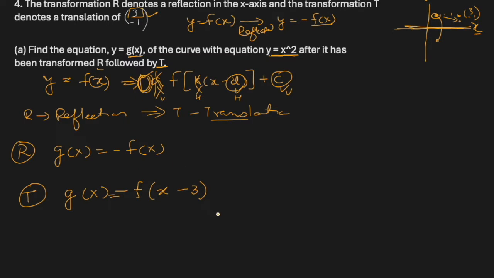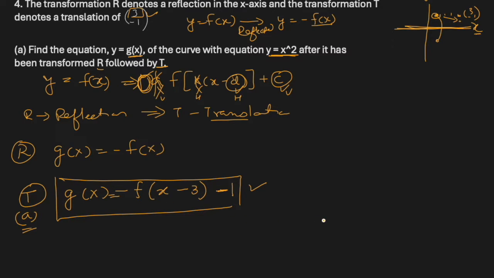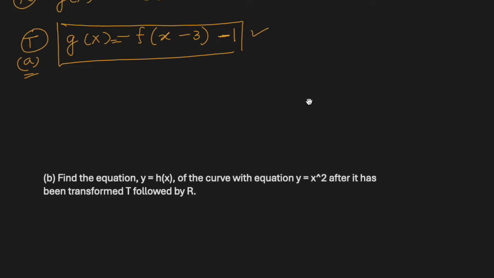Now minus 1, there is no change. The whole function which was reflected goes down by 1. This was the function g(x) equal to minus of x, it goes down by 1. So minus 1, no change here, only the whole translation goes down by 1. This is the A part. What function will we get? This function. Okay, we have a B part also.